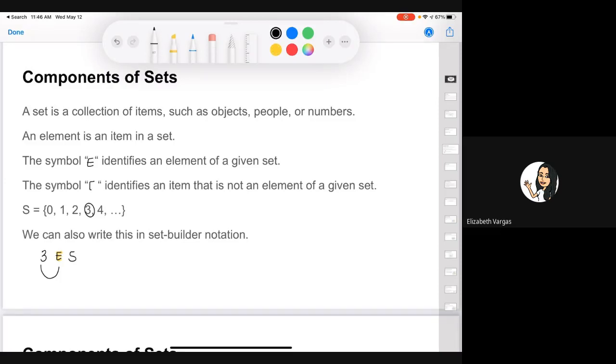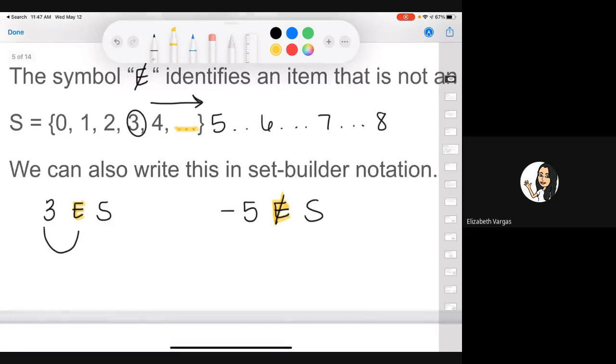This symbol, where we have the E with a slash through it, tells me that the number is not included in my set. For example, if I wrote -5, -5 is nowhere in this set. My set does continue on forever, but it does so in the positive direction, so we would have 5, 6, 7, 8. It would never contain a negative number. Because of that, -5 would not be included in my set, and this symbol tells me that element is not in my set.